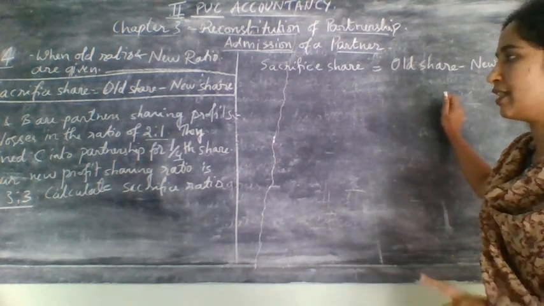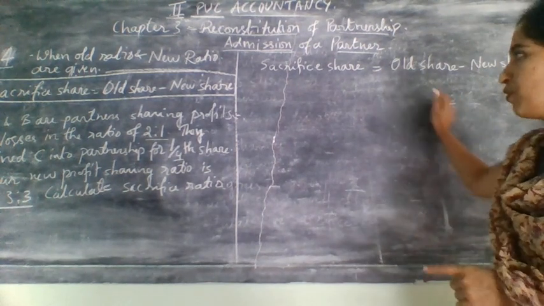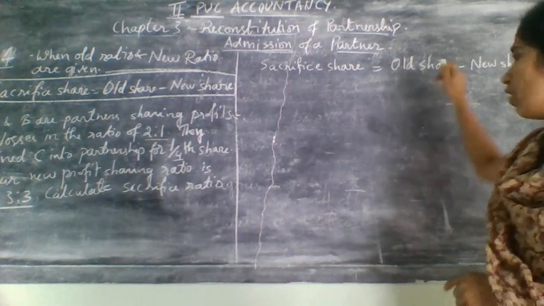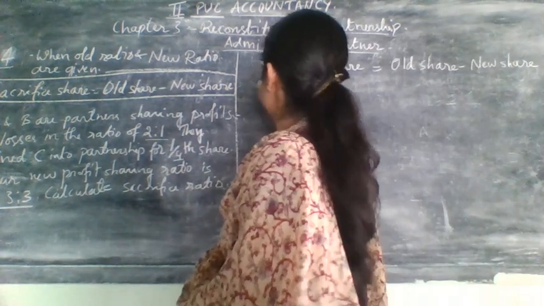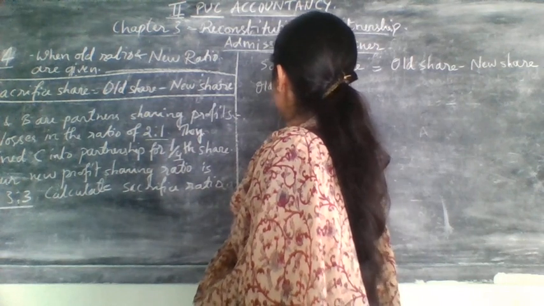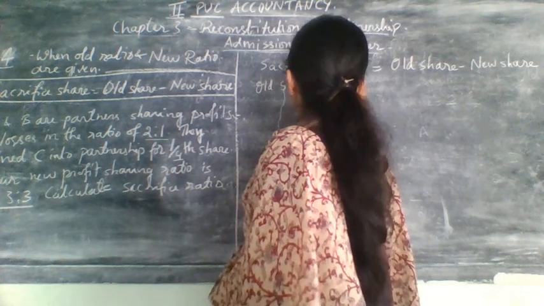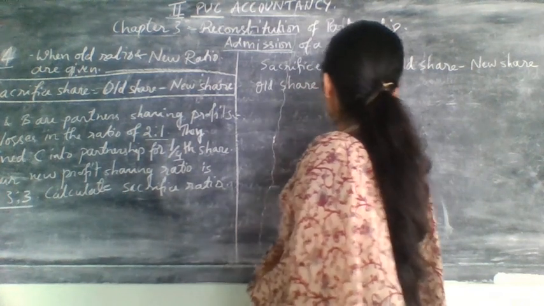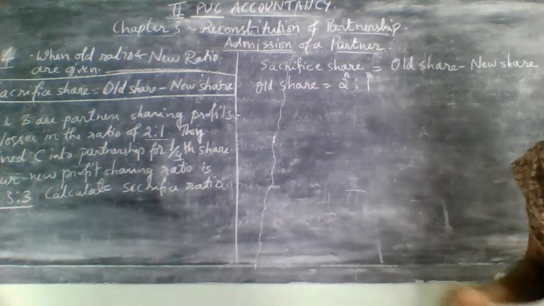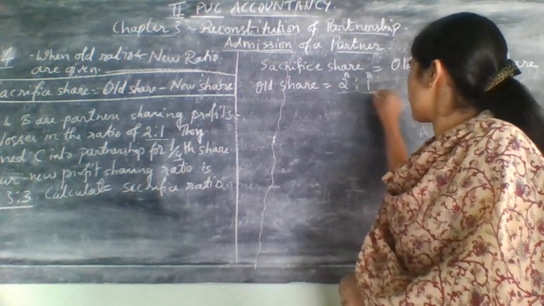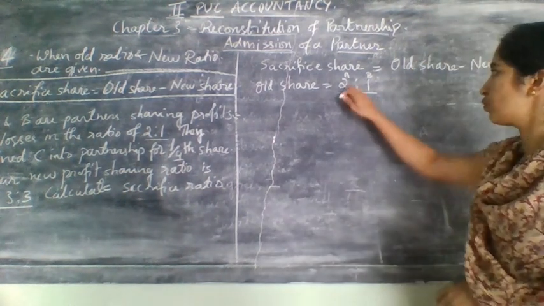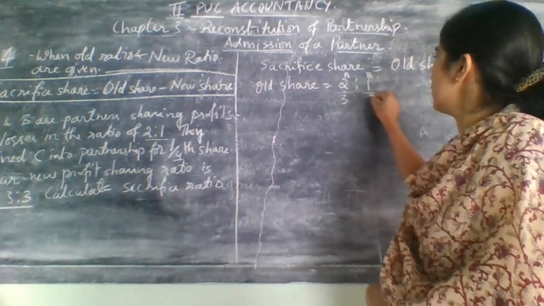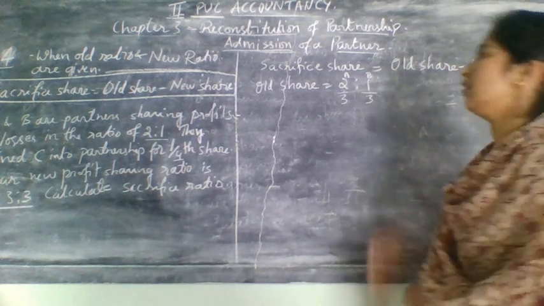After that, next thing, all the values they have given, you need to take. We want what? Old share. Old share is how much? 2:1. This is for A and this is for B. 2:1 is a ratio. Now we will write it in proportion. How to do the proportion? 2 plus 1, it will become 3. That is 2/3 and 1/3.